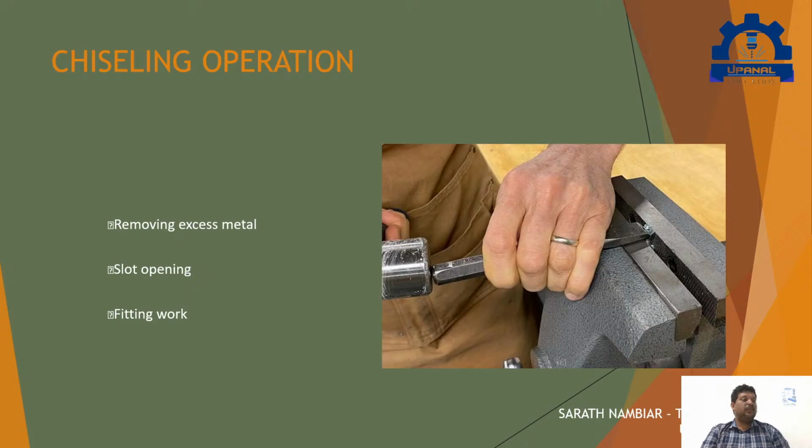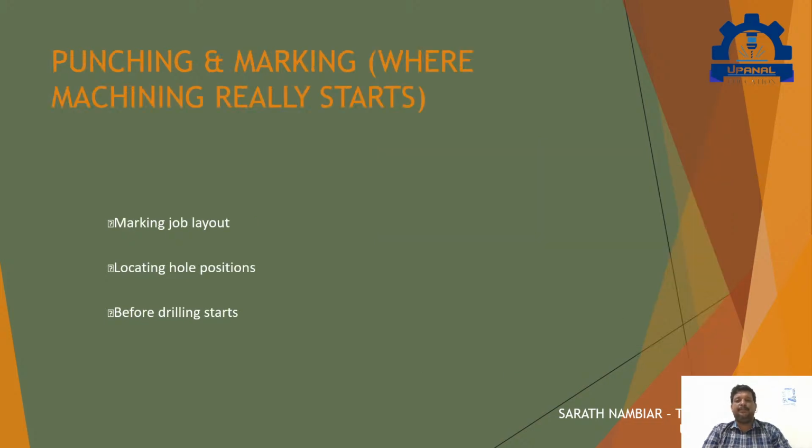Next, we are going to chiseling. What is chiseling? Chiseling is also removal of excess material, but here we use it where the machines cannot reach. For example, if we have cut a profile and it has not been cut out properly, at that time we will use the chisel to remove the unwanted part, to correct the size. It can also be used to open a slot. For all these fitting works, we use the operation called chiseling.